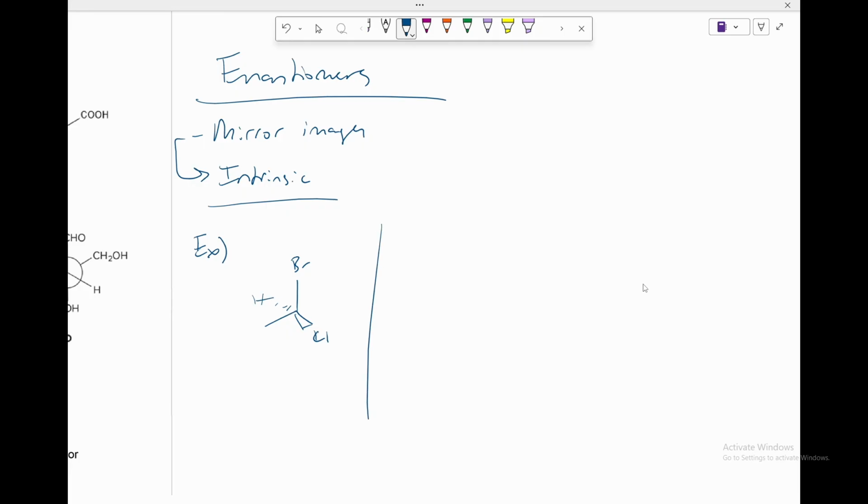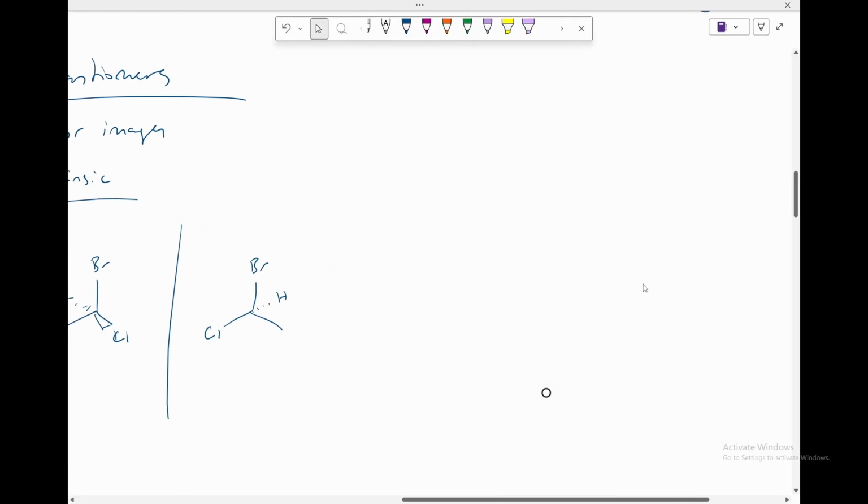If I take this molecule and reflect it, then I would get something like this. No matter how much I rotate this molecule around or flip it or whatever, they're not going to be the same. If I offer the top view, maybe like so, bromine, and then chlorine here, then the hydrogen's right there.